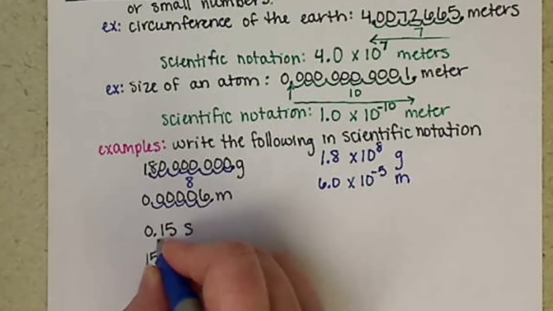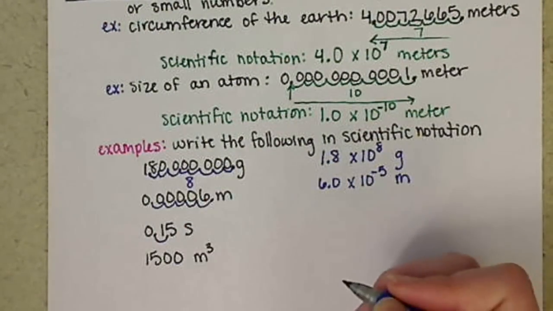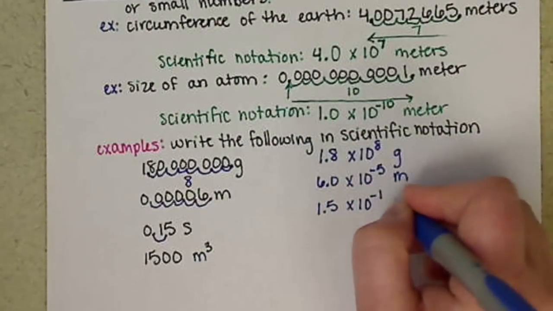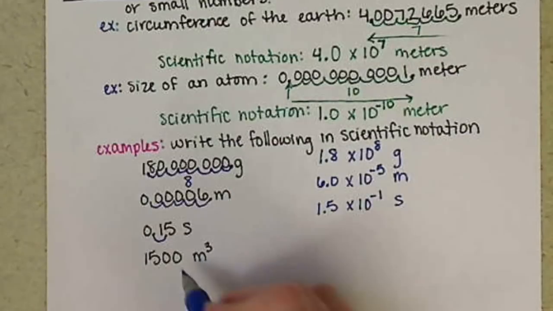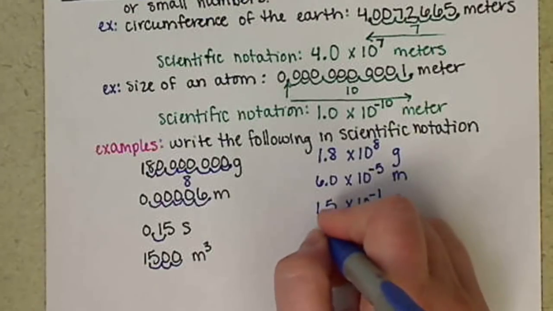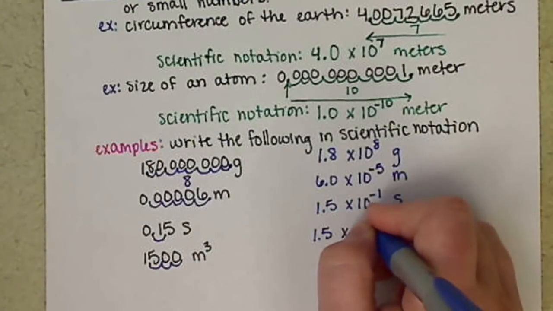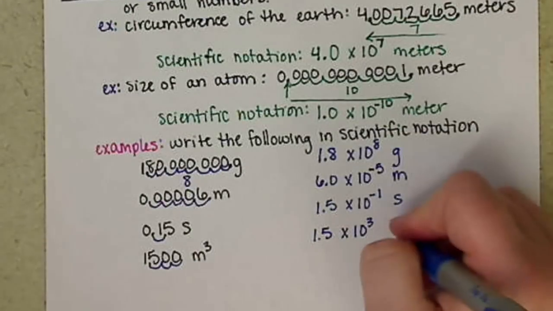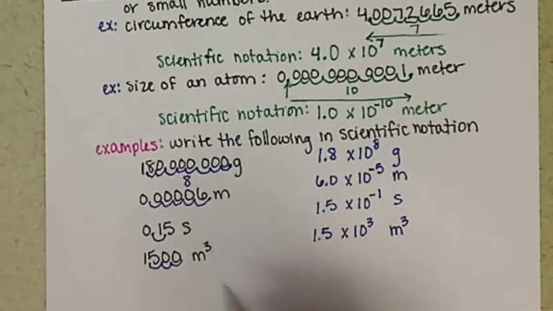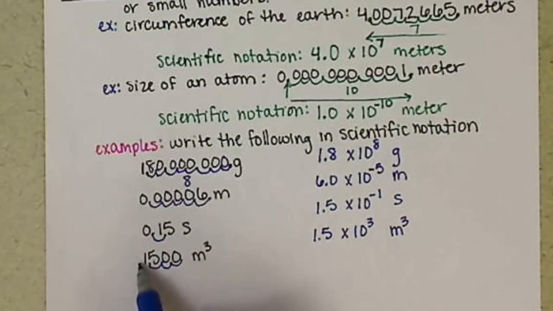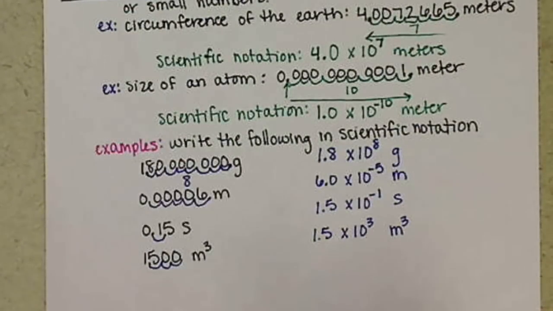Third example here, we just move it once to the right. We have 1.5 times 10 to the negative 1 seconds. The fourth example, we're going to move it to the left 3 times for 1.5 times 10 to the 3. And our units here are the meters cubed. So we keep that together. This 3 here has nothing to do with the 3 from our 10. This just represents our numerical value here.